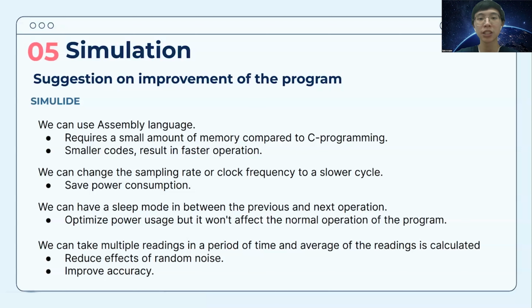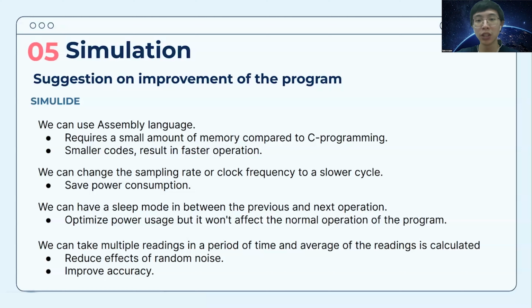We can change the sampling rate of the clock frequency to a slower cycle. We might not require a high sampling rate of clock frequency in our case, so it can be adjusted to a lower one to save power consumption. We can also improve the program by having a sleep mode in between the previous and next operation. By doing so, power usage can be optimized, but it won't affect the normal operation of the program.